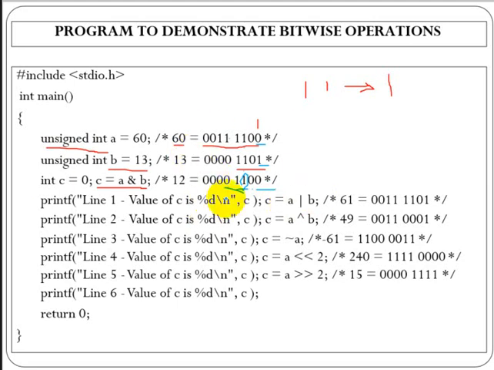And when you move to the OR operator, it does the same thing, but if it is 0 and 0, the output is going to be 0 in the OR operation, right?